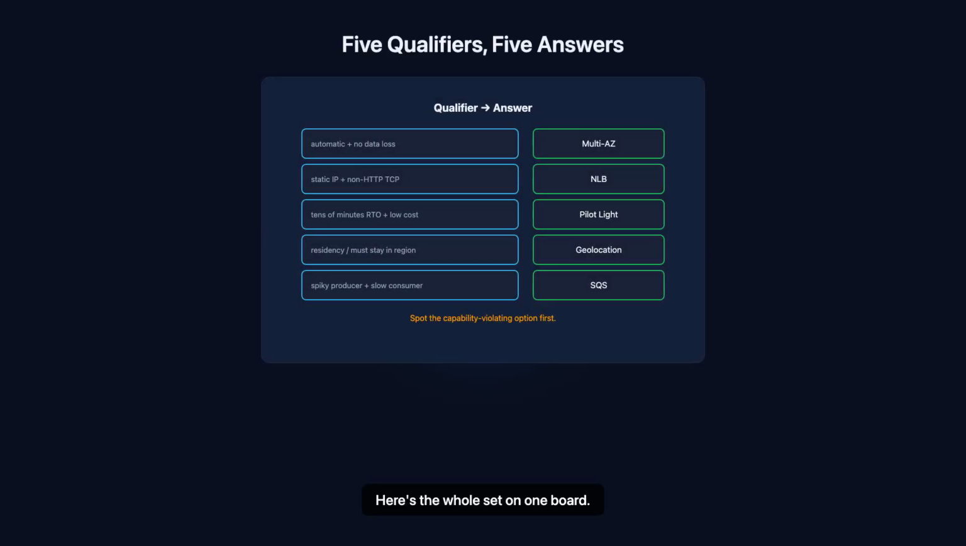Here's the whole set on one board. Automatic failover with no data loss maps to multi-AZ. Static IP on a non-HTTP service maps to NLB. Tens of minutes recovery at low cost maps to pilot light. Residency that must stay in region maps to geolocation. And a spiky producer with a slow consumer maps to SQS. Notice the left column is all qualifiers. Train your eye to that column, and the answer on the right falls out on its own.